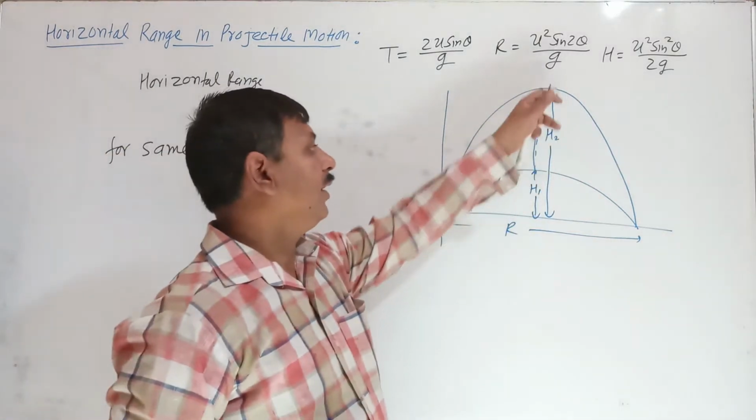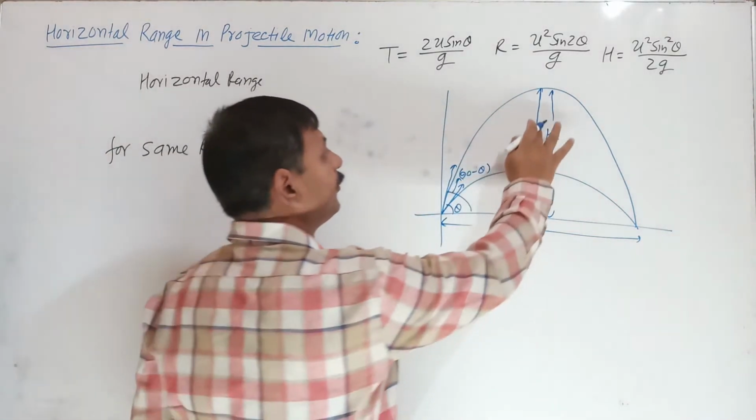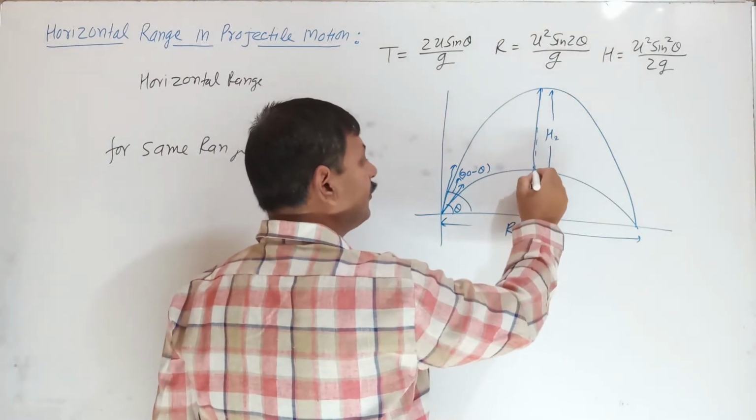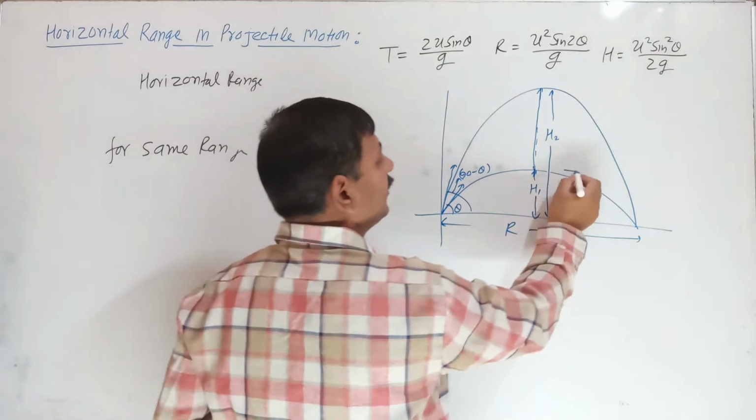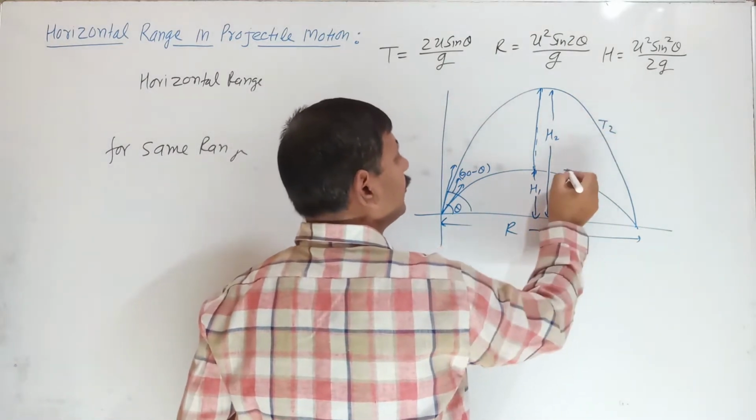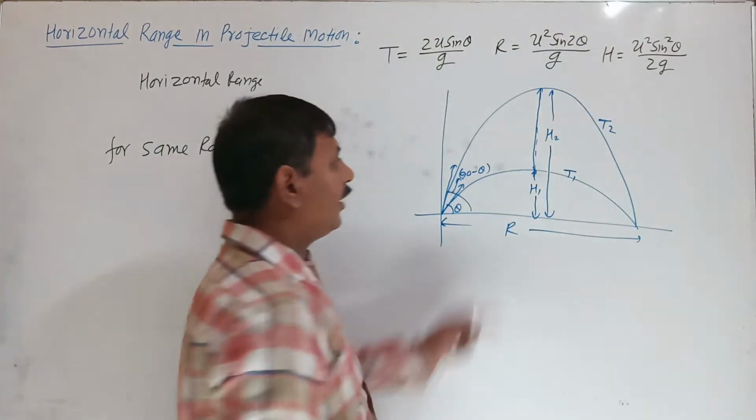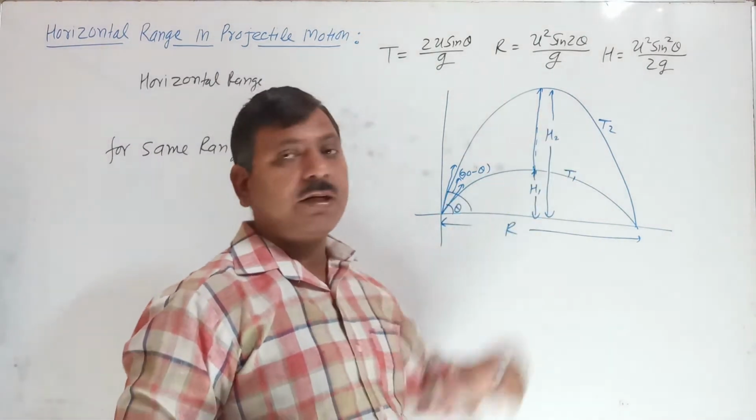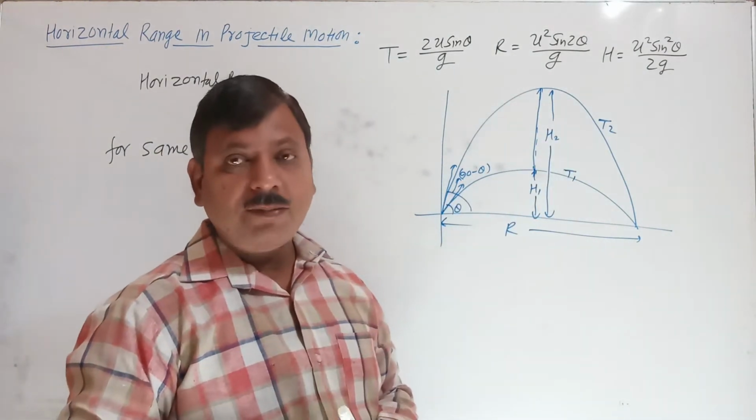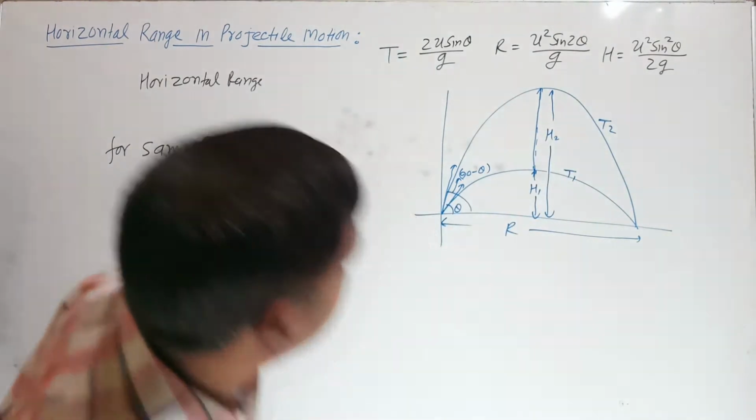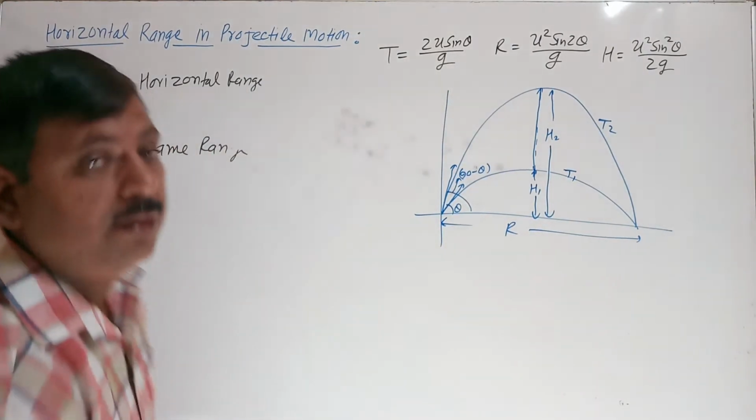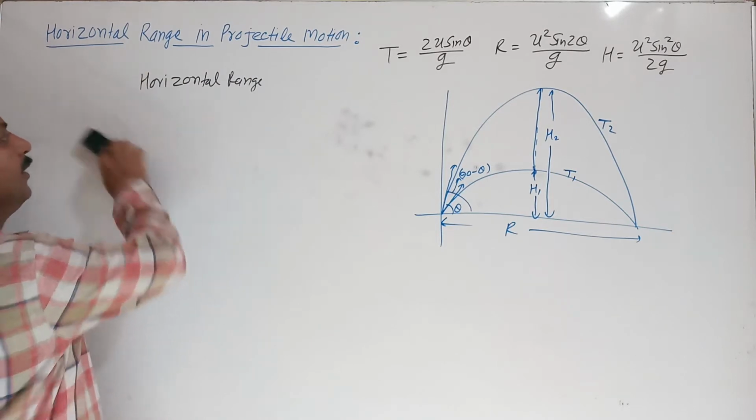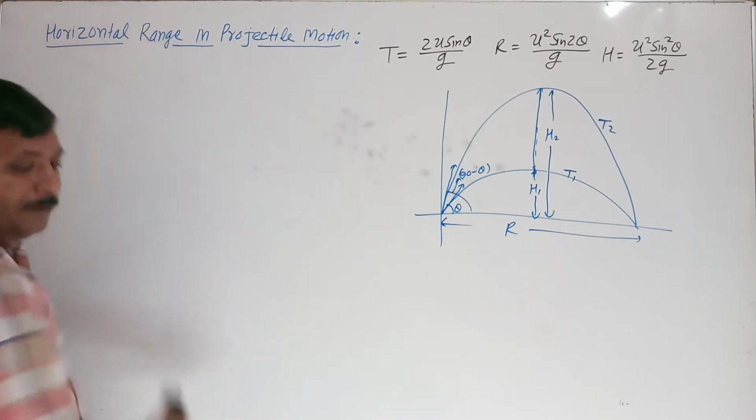One is h1, another I have taken as h2. See here, what will be the relation between time of flight t1 and t2, and between h1 and h2? Meaning, when the range will be the same, what will be the relation between time of flight and the relation between maximum height for the same range?